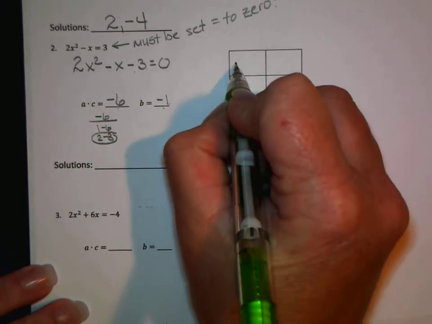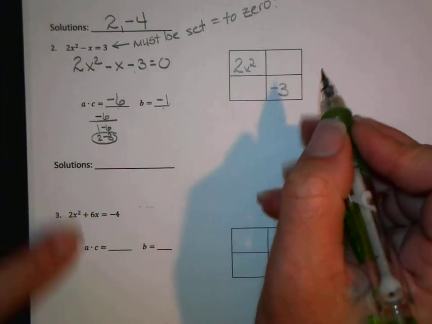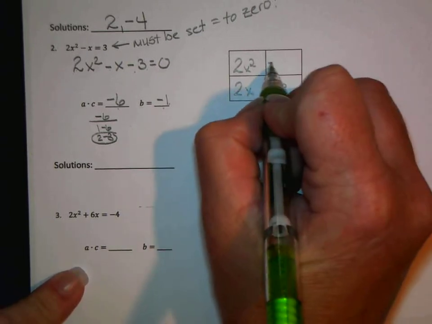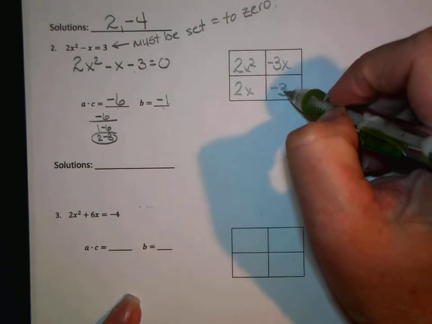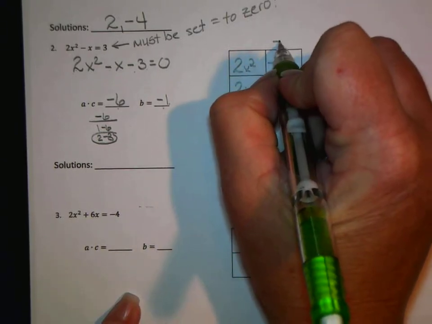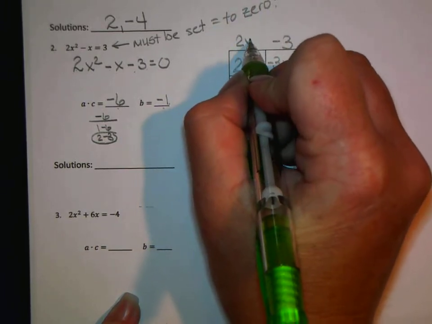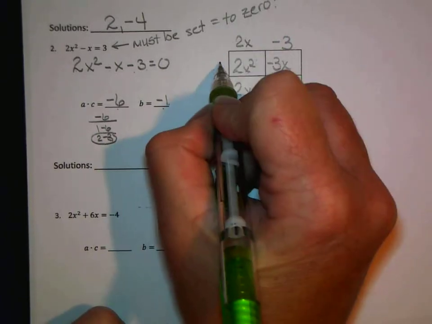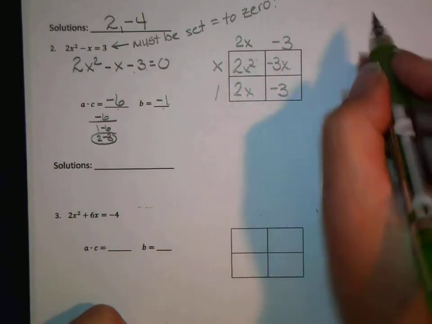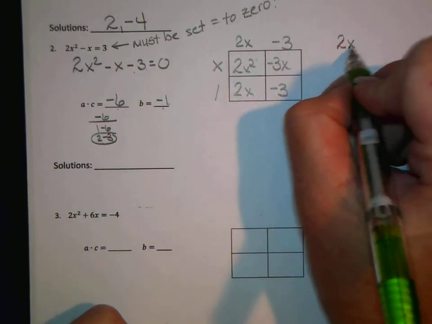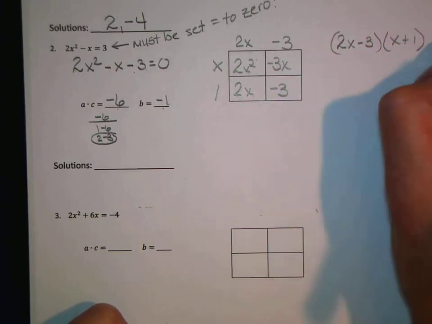Okay, now fill your boxes out. 2x squared here, -3 here. You're going to use this quadratic. Split the middle here. Pull your GCFs out. GCF of -3x and -3 is -3. GCF of 2x squared and 2x is 2x. Pull the GCF out this direction. 1x, and the direction out here is 1. So the factored form of that quadratic is 2x minus 3 times x plus 1, and that equals 0.